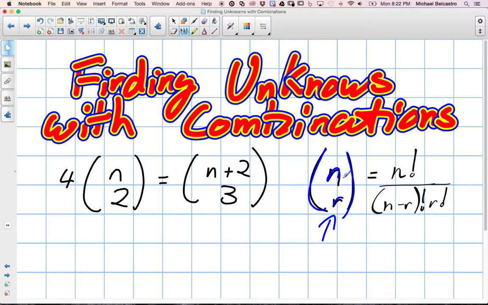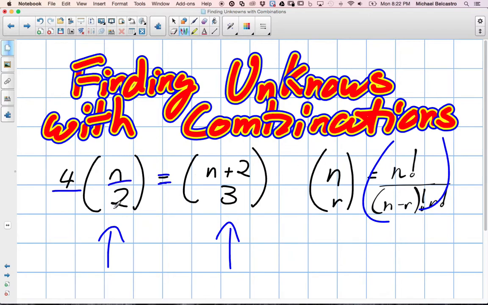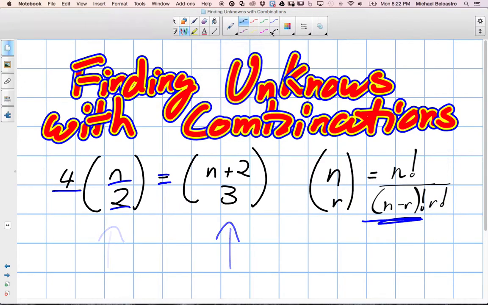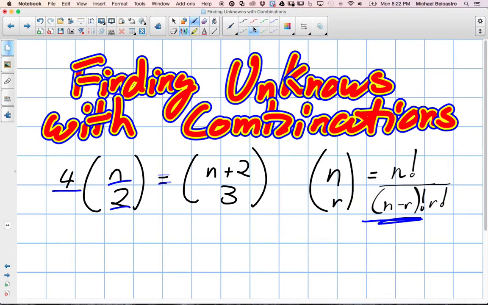n choose r is equal to n factorial over n minus r factorial times r factorial. So what we're going to do is use this formula for both the left and the right side of the equation, because there's an equal sign, plug our values into this, and set the two equal to each other. So our left side will be in one color, and green will be our right side of the equation.